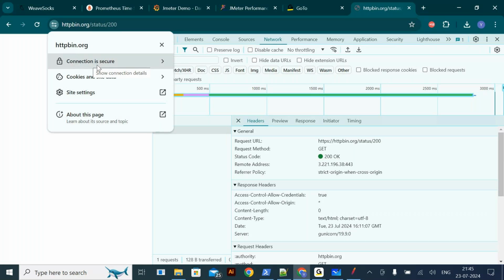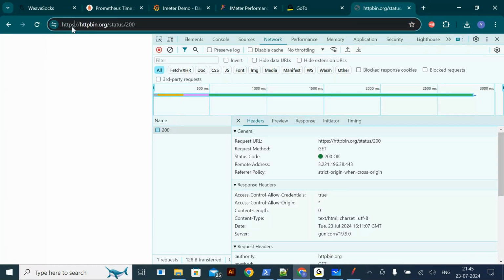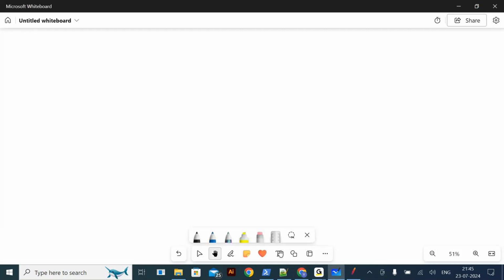Seen it before, all of you? And if you go to the URL also, you will see HTTPS, right? Now, what is this HTTPS? See, HTTP is non-SSL. HTTPS is SSL. So, what is SSL, or what is encryption, in very simple words?